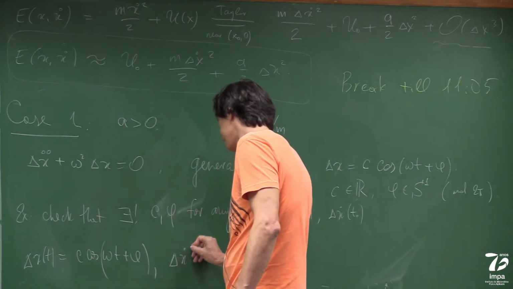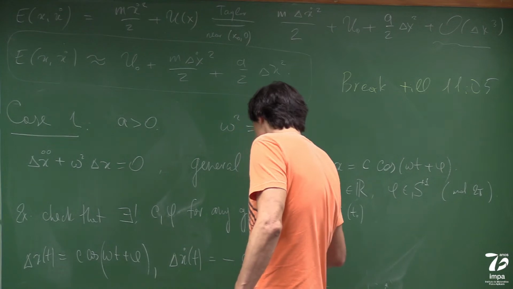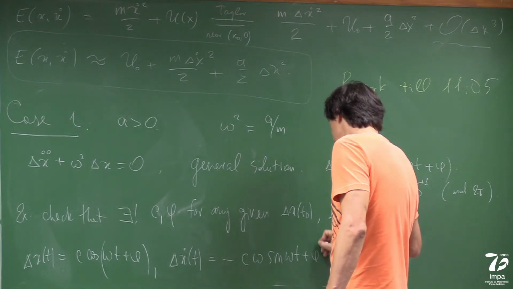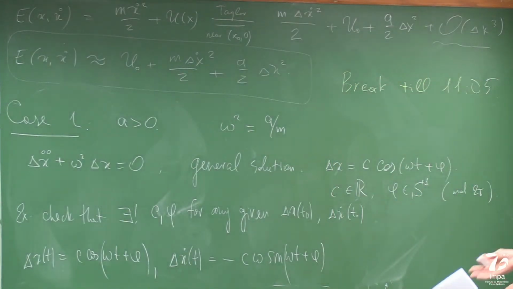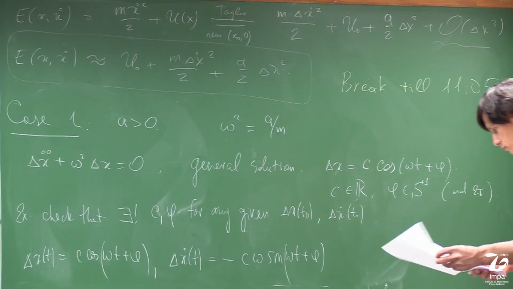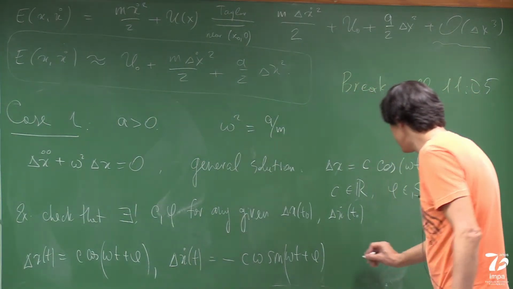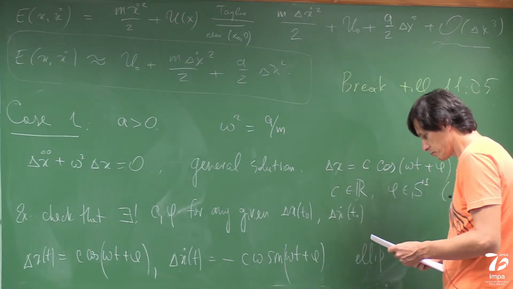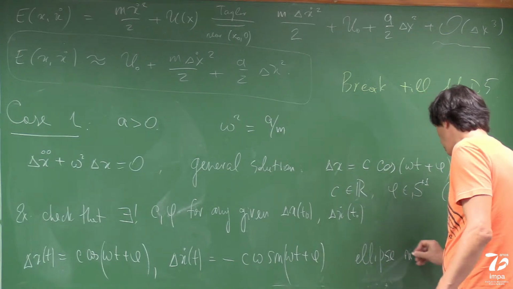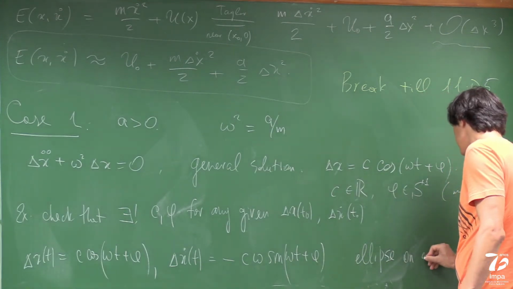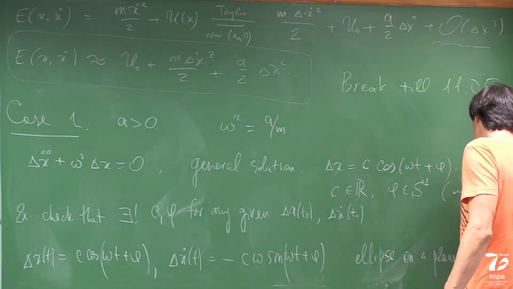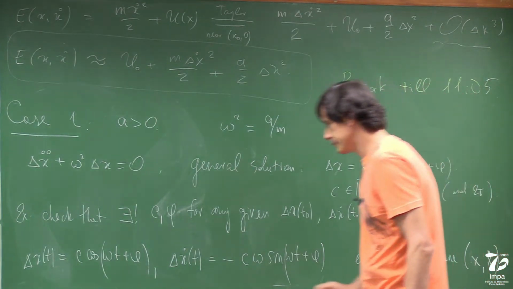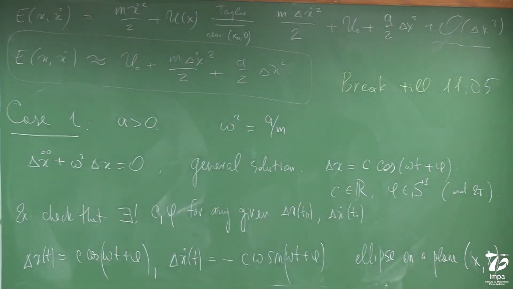and then you find velocity. It's minus c omega sine omega t plus phi. Right? So all together they give an ellipse on the plane delta x, delta x dot. Let's see how it looks.